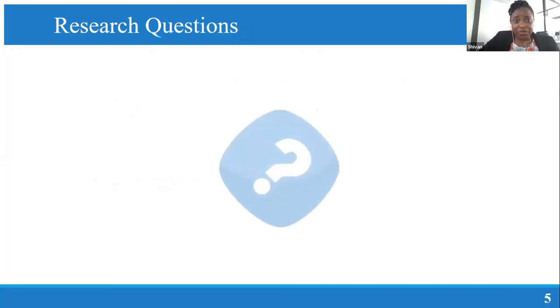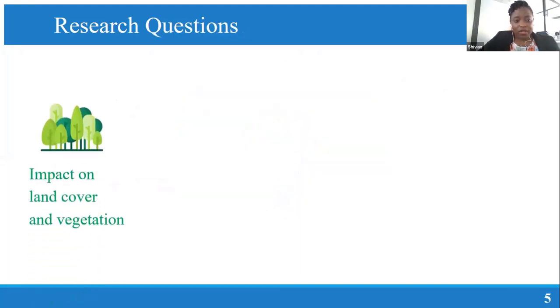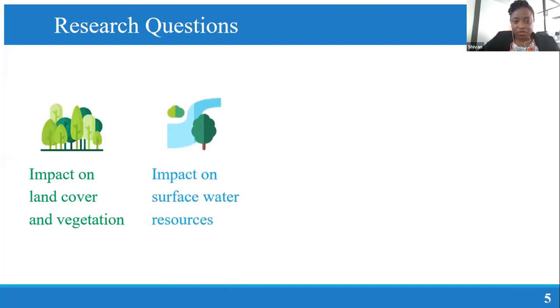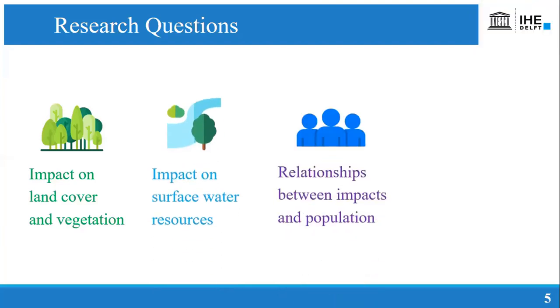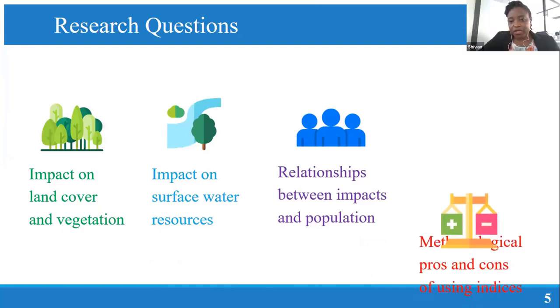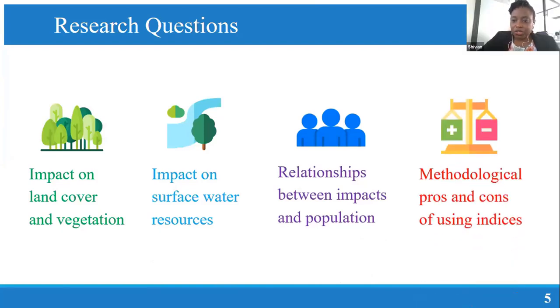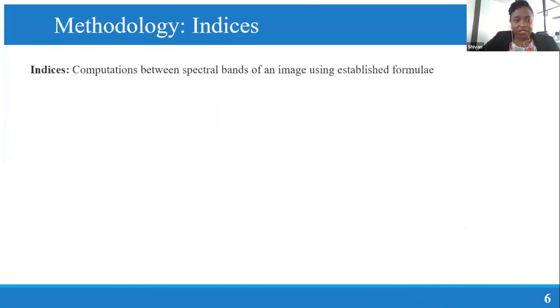My guiding research questions were, 1, what is the impact on land cover and vegetation? What's the impact on surface water resources? What are the relationships between the impacts I find and the population? And what are the methodological pros and cons of using indices?